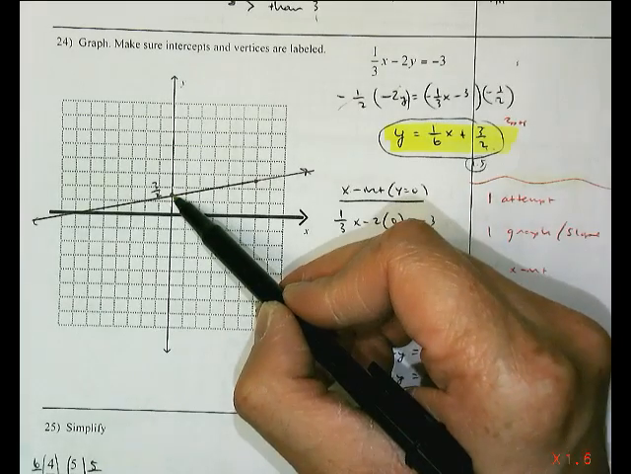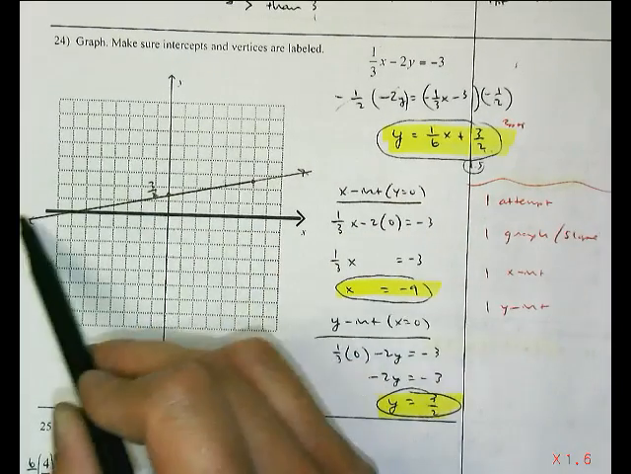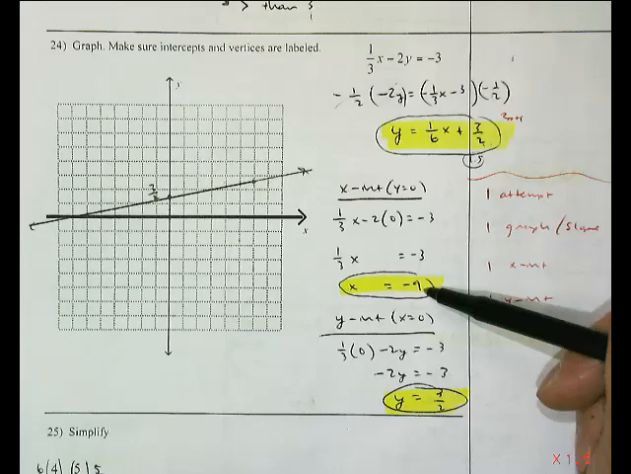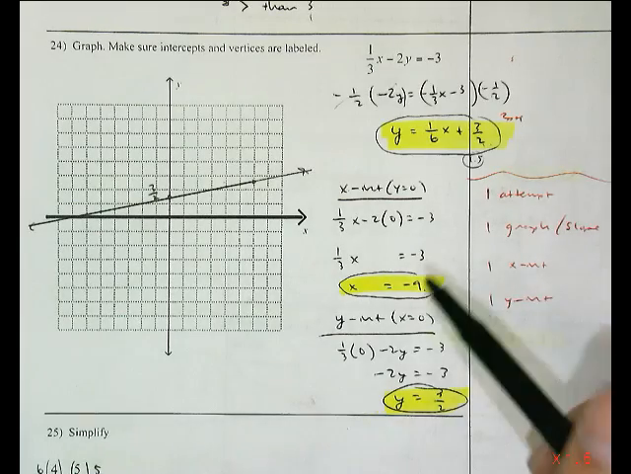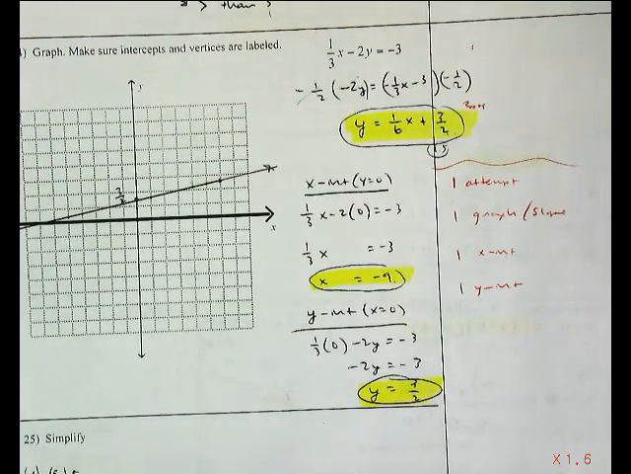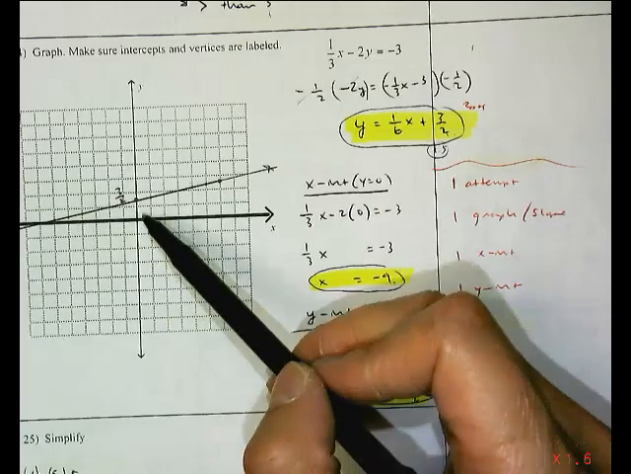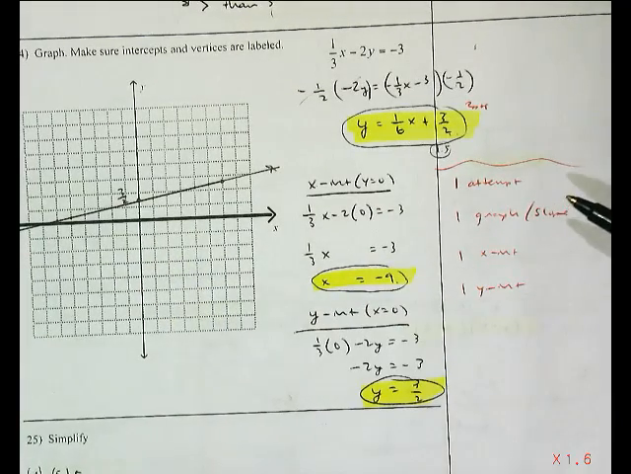There it is. I don't have enough graph to show that my x-intercept is negative 9. So let's just say you graphed all of this correctly without labeling your intercepts. I gave you 3 out of 4.